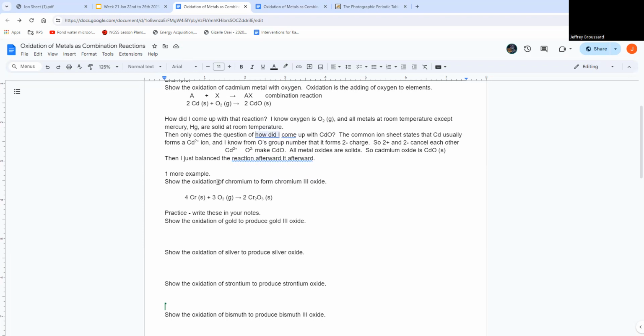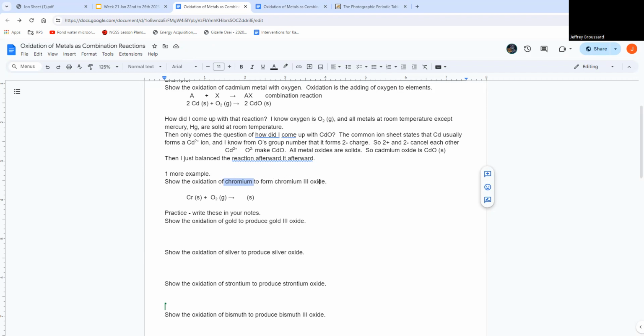It says show the oxidation of chromium to form chromium(III) oxide. So I'm going to walk through this with you. So I know I have chromium solid. Think shiny gray metal when it tells you, hey, you're going to oxidize a metal. So it's going to be a shiny gray metal, solid, most likely.